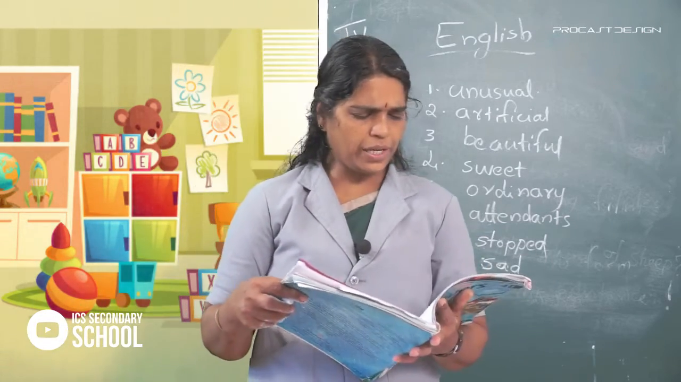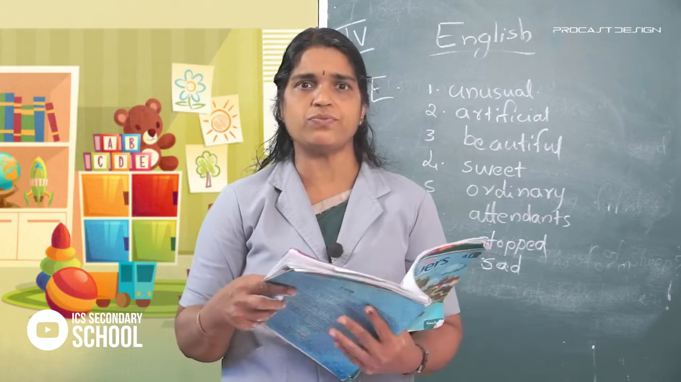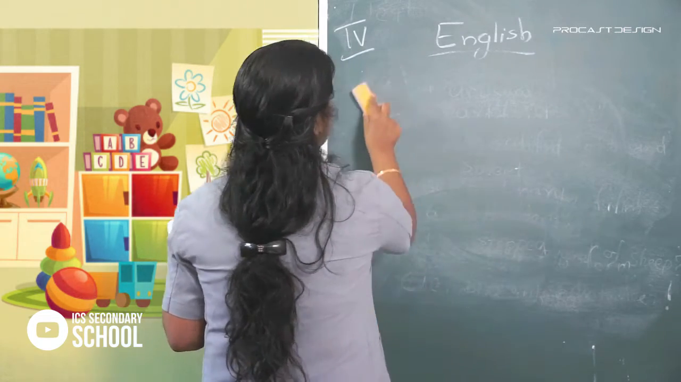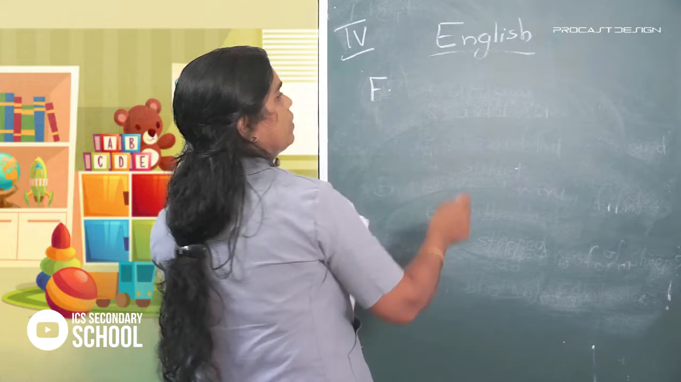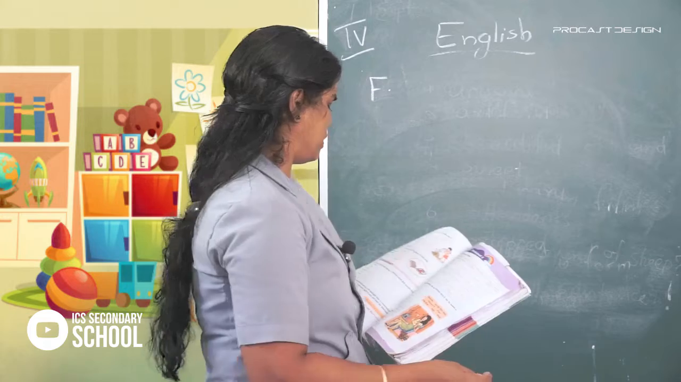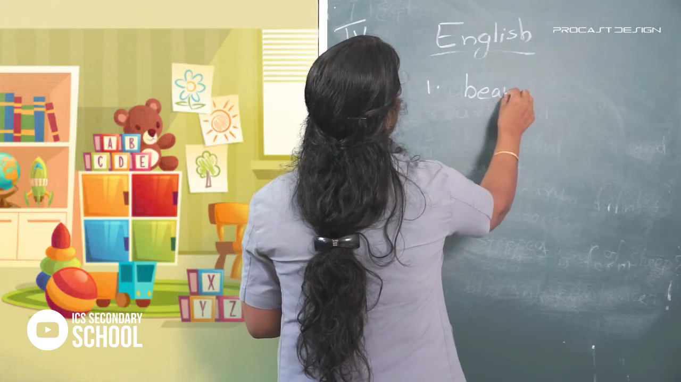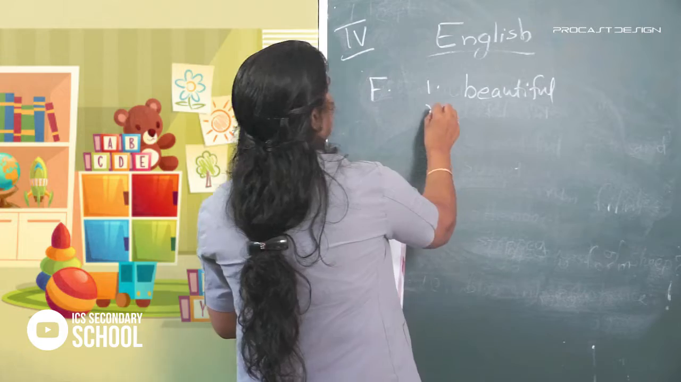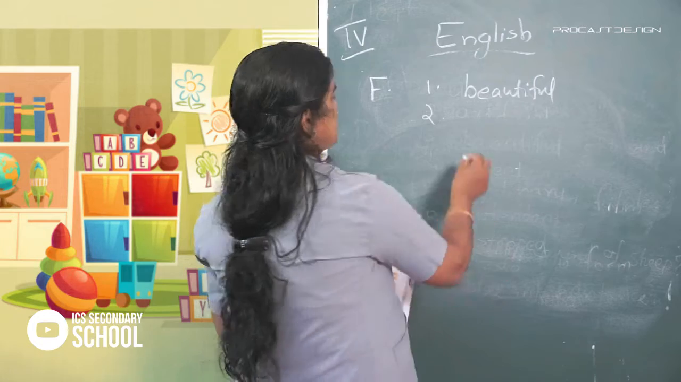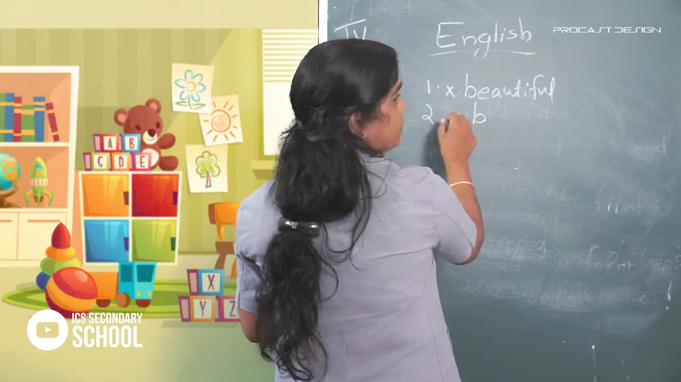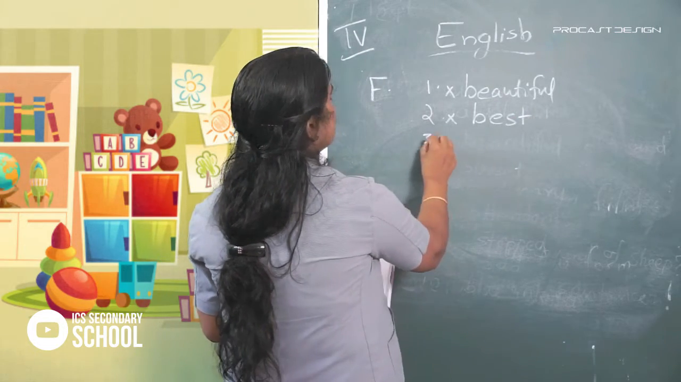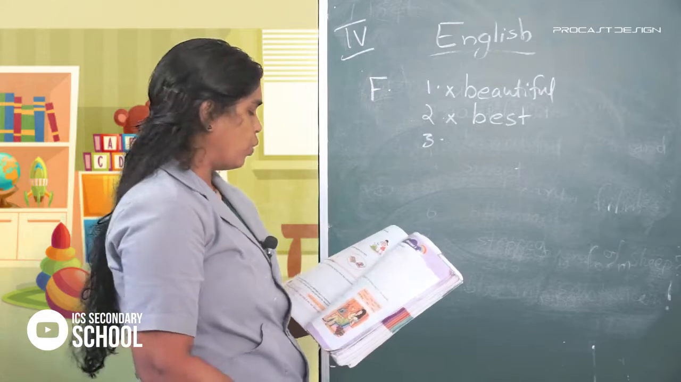Then go to activity F. Find words in the story that mean the opposite of these words. Ugly. What is the opposite of ugly? Very good. Beautiful. The opposite of ugly is beautiful. You should write both these words in your notebook. Ugly, beautiful. Worst, best. You should add a cross mark and write the answer. Worst, best. Next one. Extraordinary, ordinary.